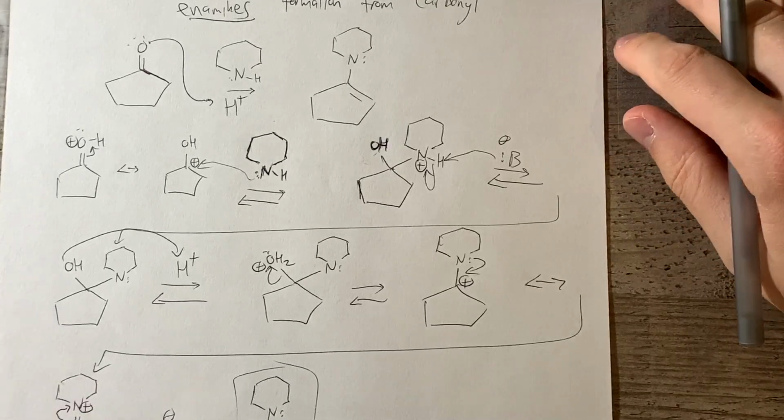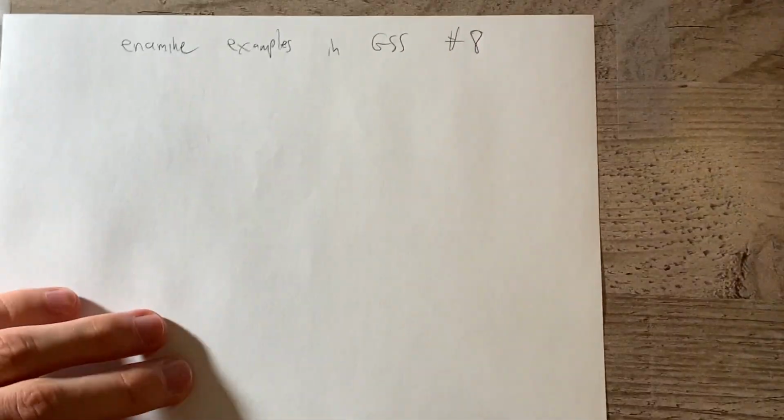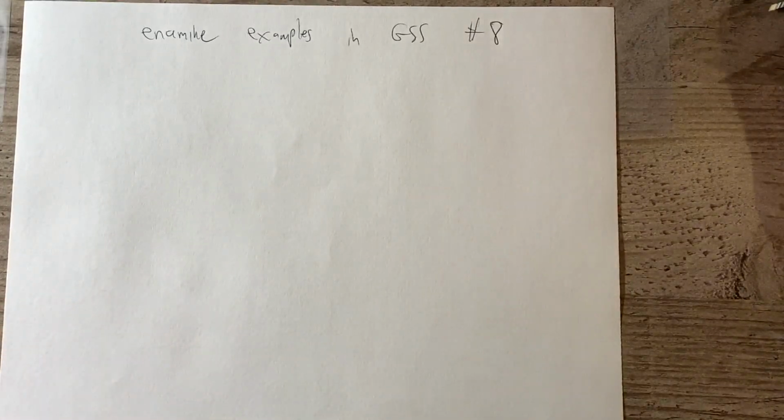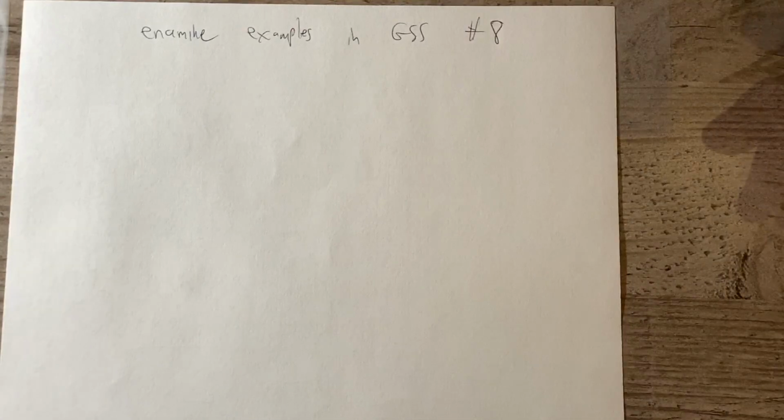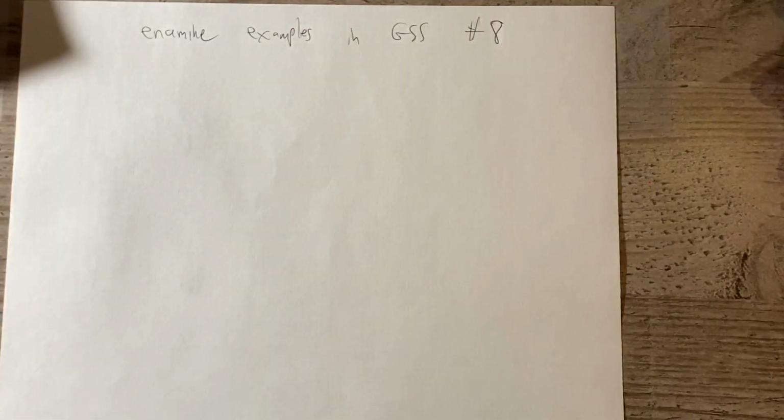So now let's look at some enamine problems in the GSS number 8. So like I said, it's very important to be able to do the mechanism, but it actually is equally important to be able to just see these answers. Because on the reaction section, you're not going to have time to work out all these mechanisms. You're going to just need to be able to see them.